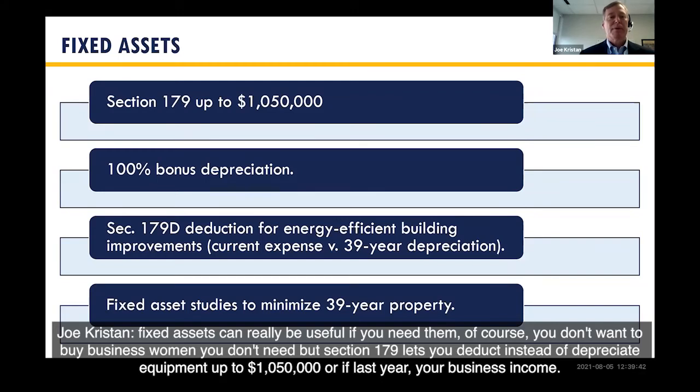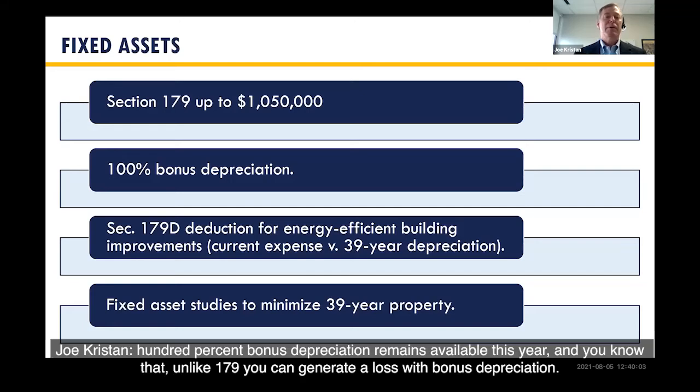Fixed assets can really be useful if you need them, of course. You don't want to buy business equipment you don't need. But Section 179 lets you deduct instead of depreciate equipment up to $1,050,000, or if less, your business income. 100% bonus depreciation remains available this year. And that, unlike 179, you can generate a loss with bonus depreciation.